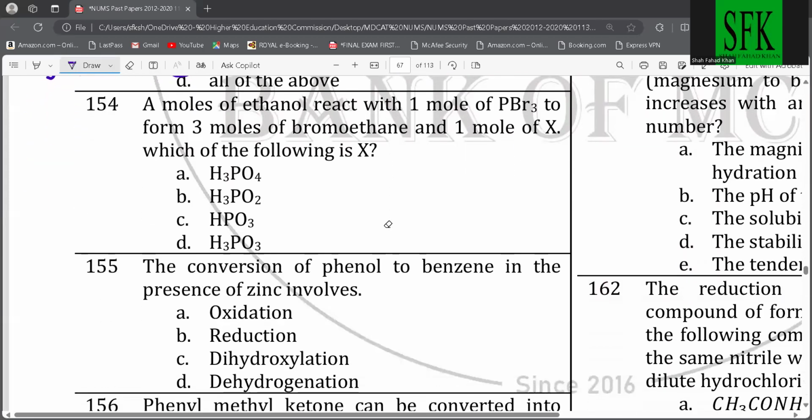1 mole of ethanol reacts with 1 mole of PBr3 to form 3 moles of bromoethane and 1 mole of X. Which of the following is X? PBr3 में H3PO3 बनता है, ठीक है, as a byproduct.